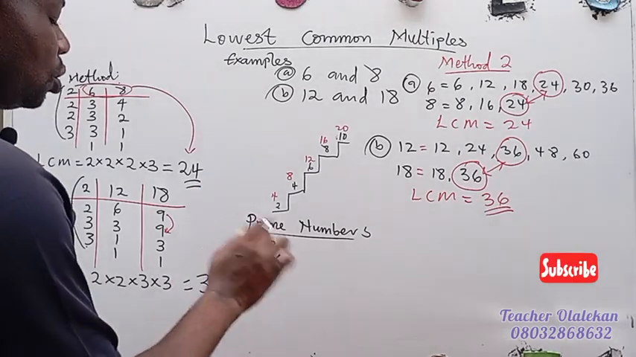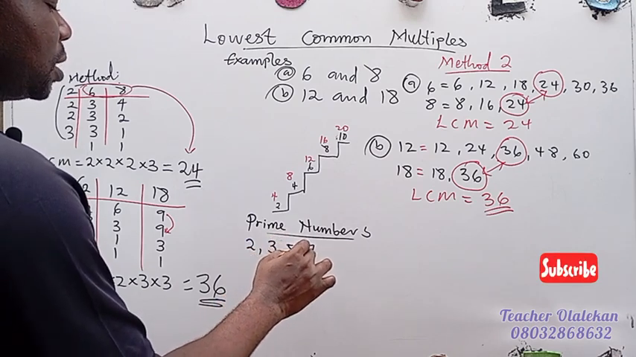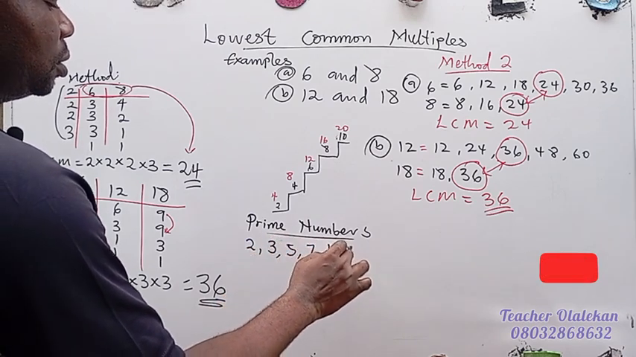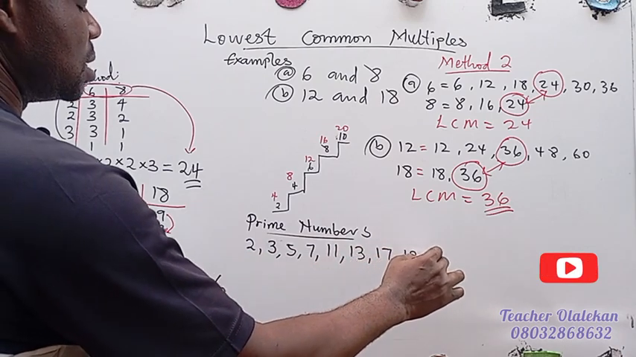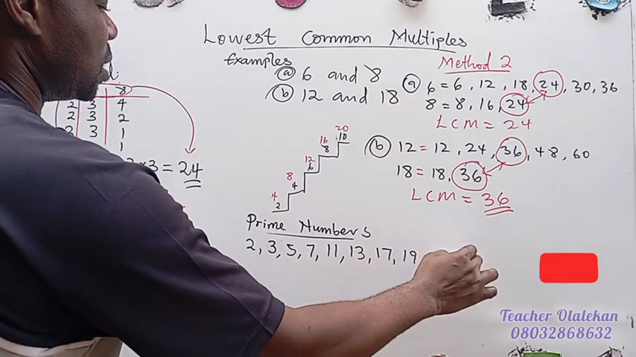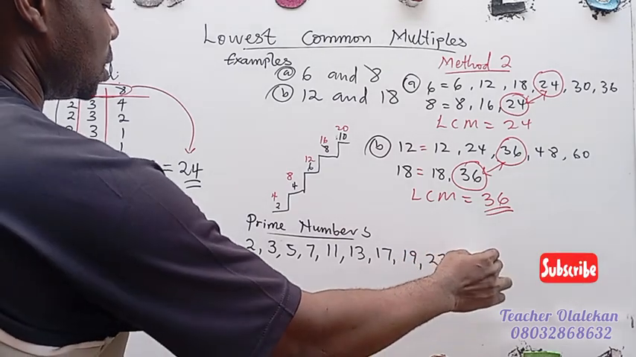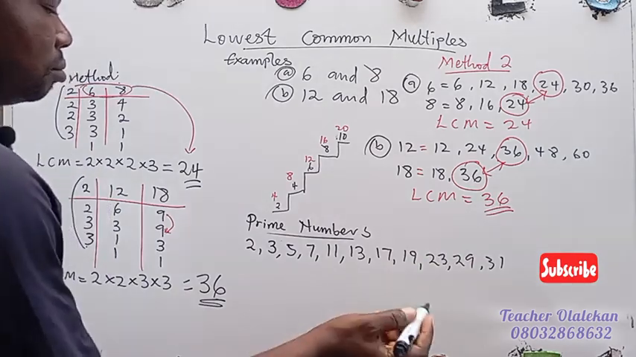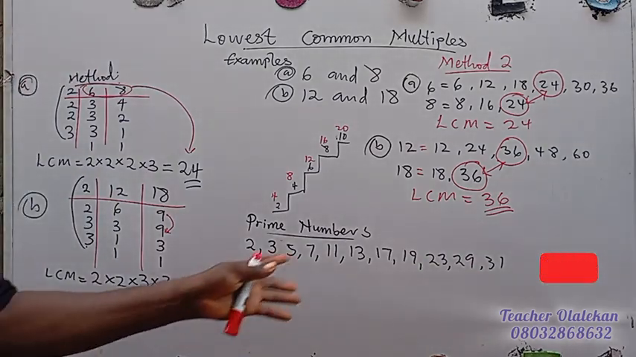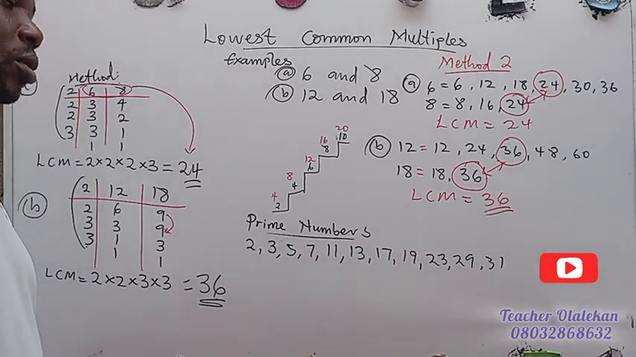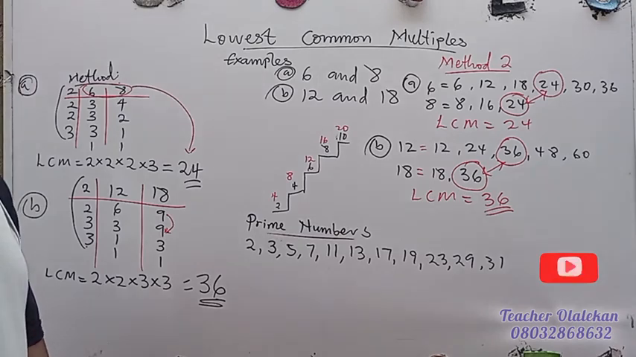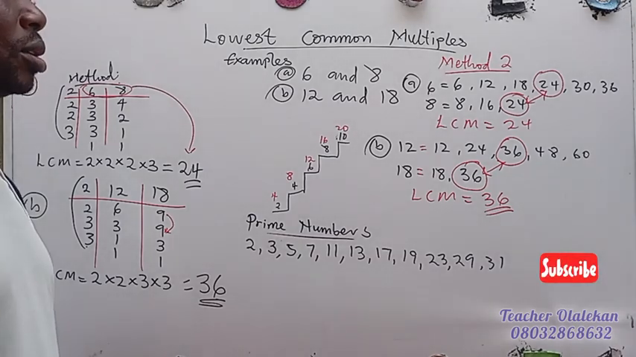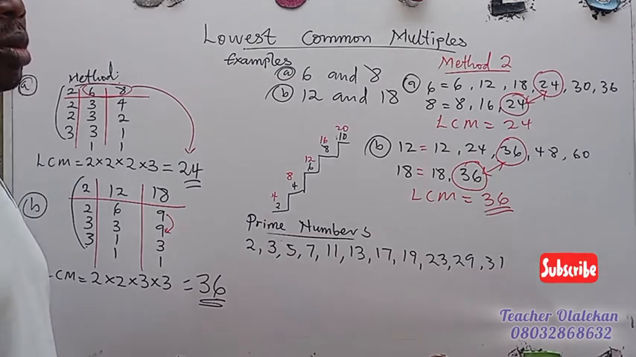So 2, 3, 5, 7, 11, 13, 17, 19, 23, 29, 31. So these are the prime numbers. Then it continues like that forever. So those are prime numbers. So you can start to practice and try to do more examples. So LCM means lowest common multiple.